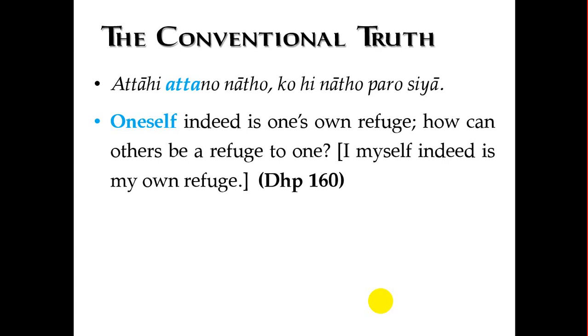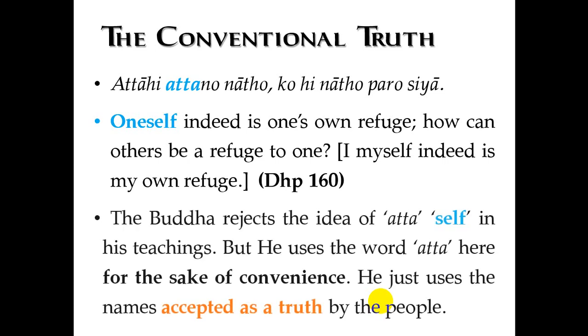But here, the Buddha used the word atta. Oneself indeed is one's own refuge. The Buddha rejects the ideal atta, the ideal self, the ideal soul in his teachings, right? But he used the word atta. So in this verse, for the sake of convenience, very important line, for the sake of convenience, to convey his teachings to the people.